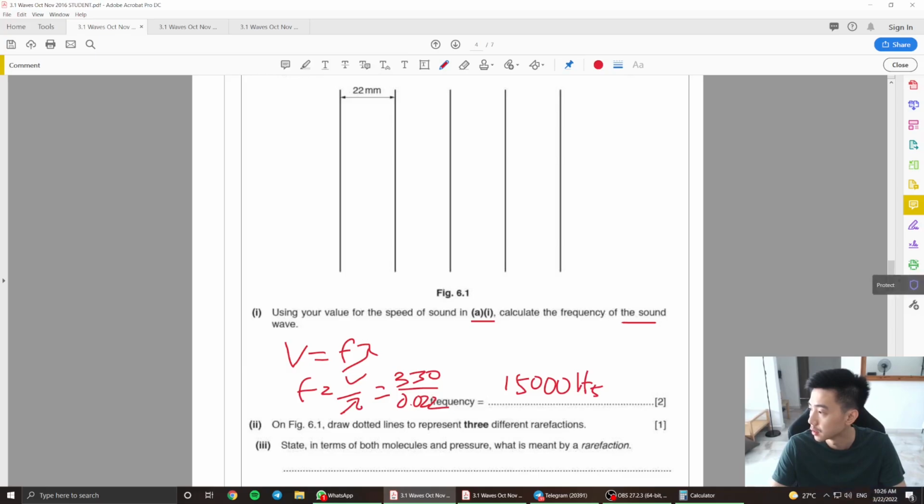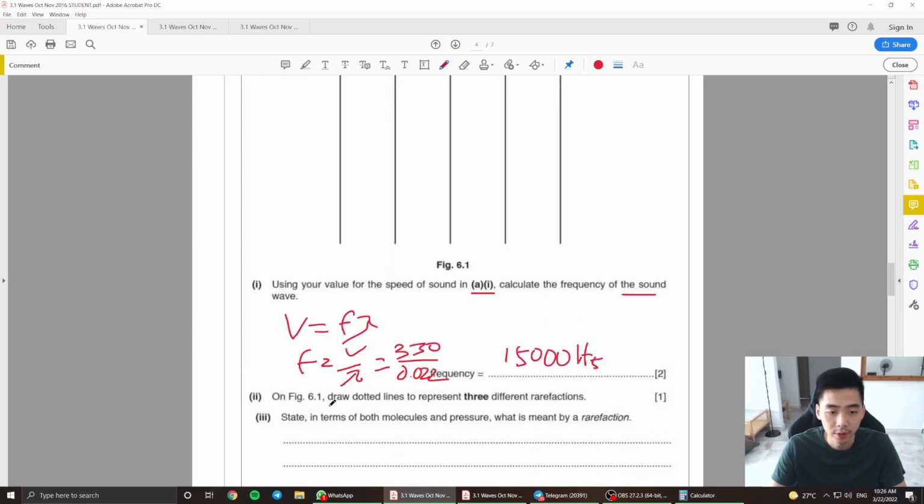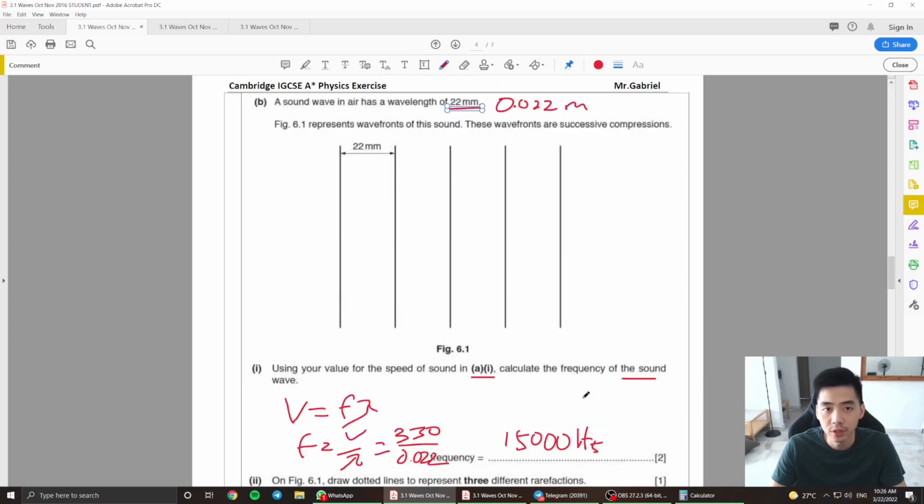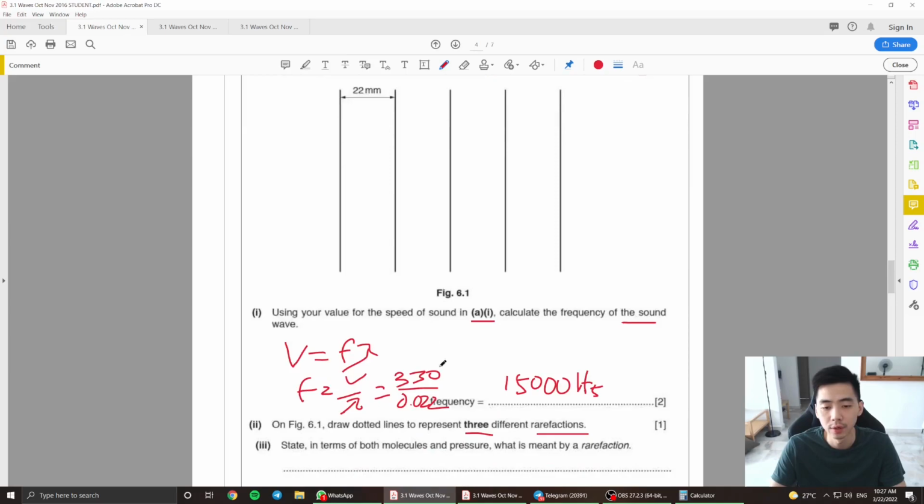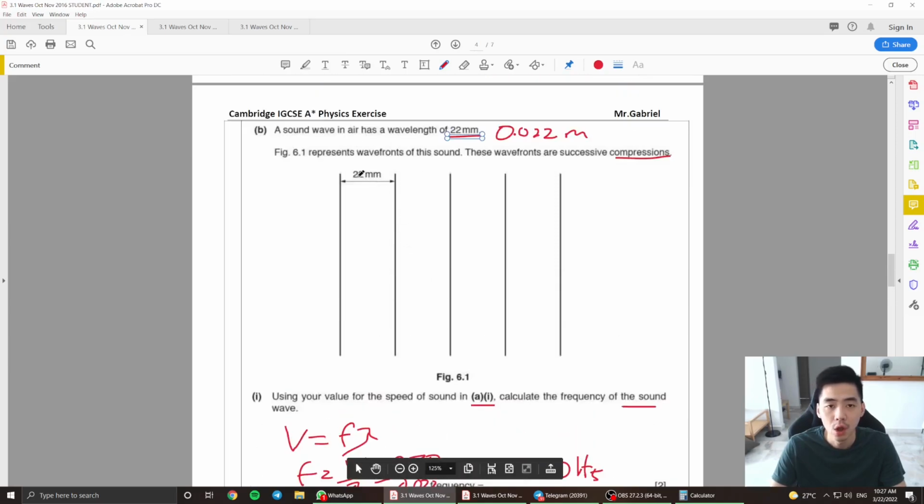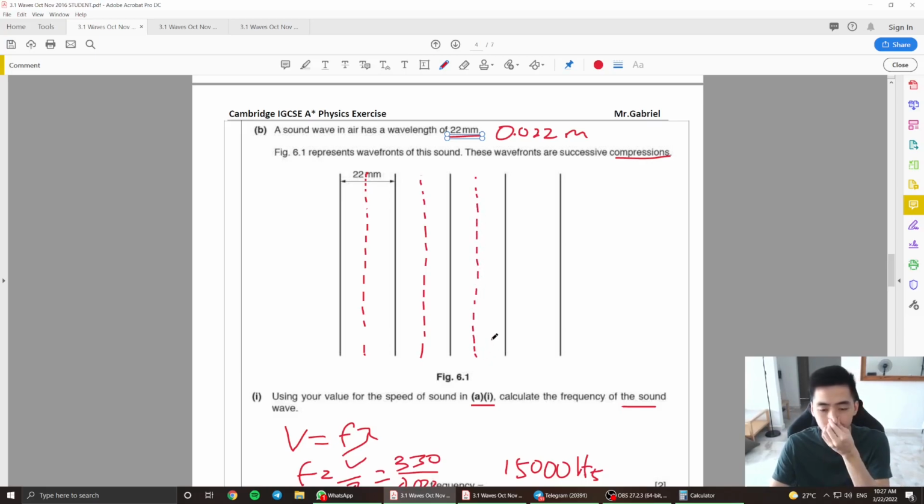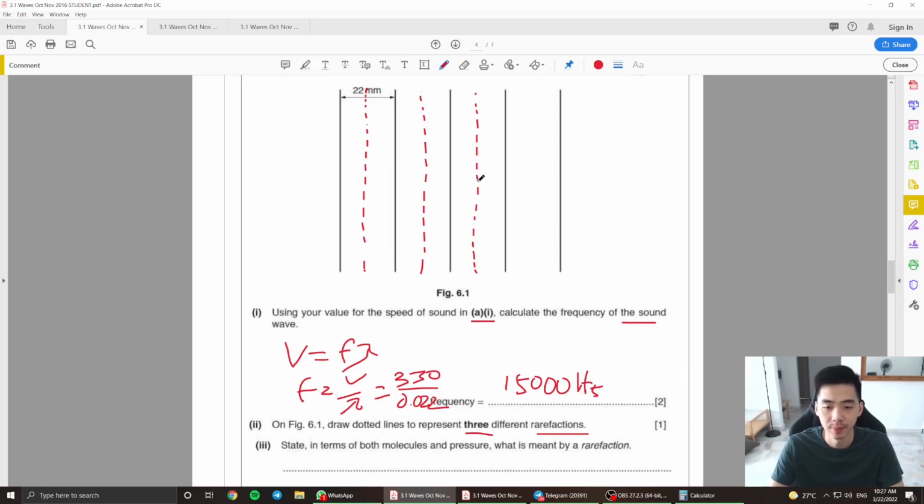15,000 hertz here, right? Now after that, on figure 6.1, draw dotted lines to represent 3 different rarefactions. If this is one wavelength here and each and every one of them is a compression, it means the rarefaction will be somewhere in between, right? If they want me to draw 3 rarefactions, all I need to do is draw dotted lines in between the compressions and just make sure you draw 3 of them. Of course, in the real exam, you're going to use a ruler and draw it straight downwards here. So you're supposed to get something like this.